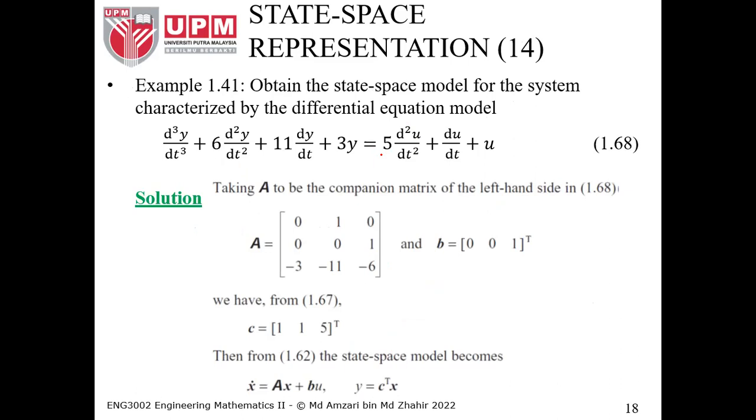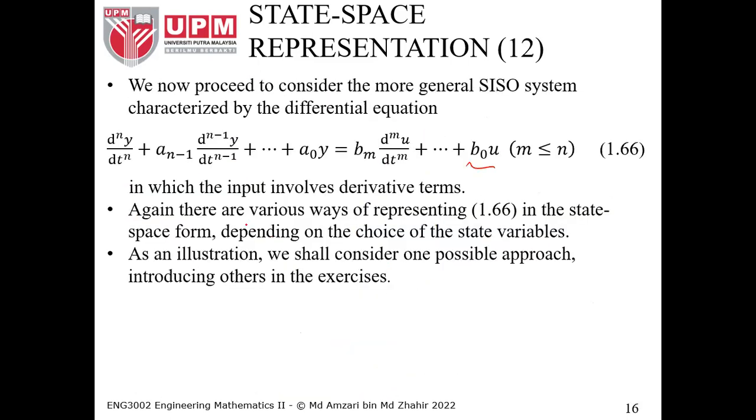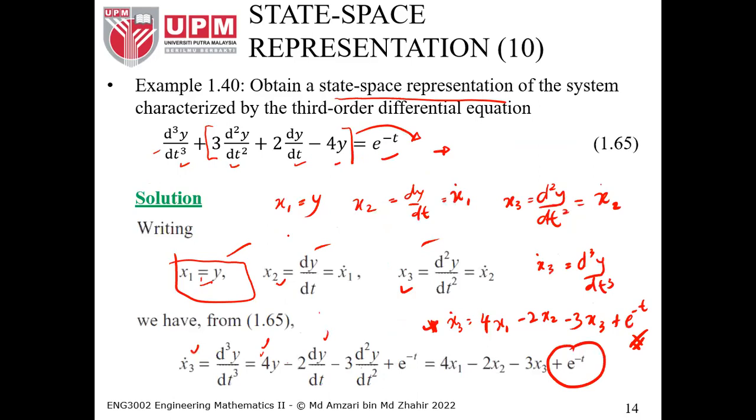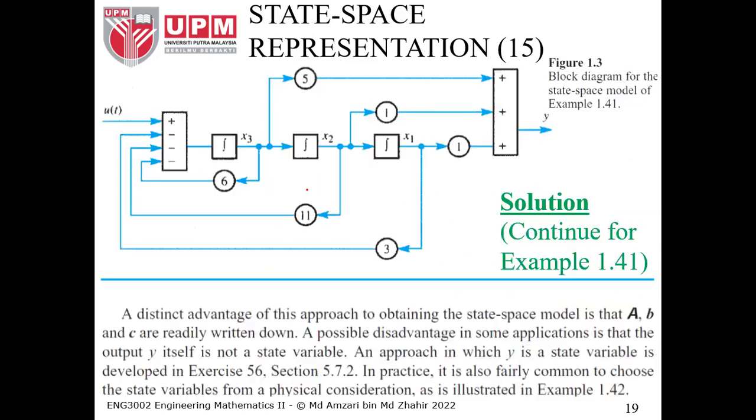Okay, so next we go for the next example. Obtain the state space model for the system of the differential equation model. So you have the third derivative, the second derivative, the first derivative dy over dt, and this is in terms of u. So automatically we know that the third derivative is similar to previously: x dot 3. This one will be x dot 2, this one will be x dot 3. So you can make this equation.